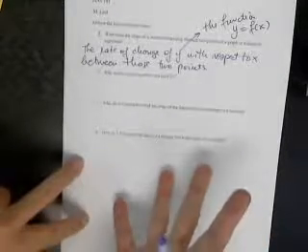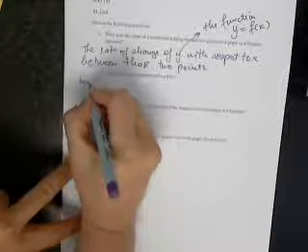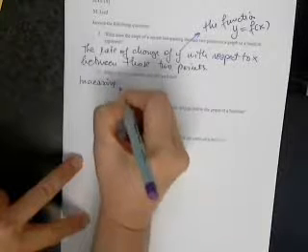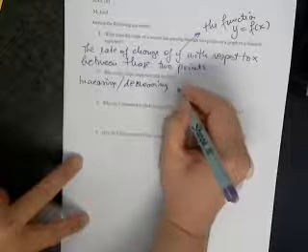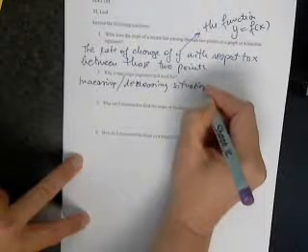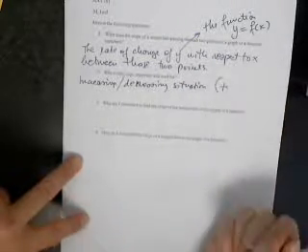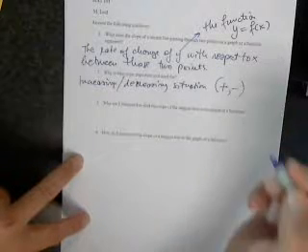Why is this important? First of all, increasing, decreasing situation for the function. So if it's positive or if it's negative. If it's positive, the function is increasing between those points on average, or decreasing.